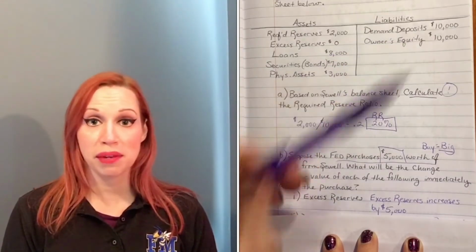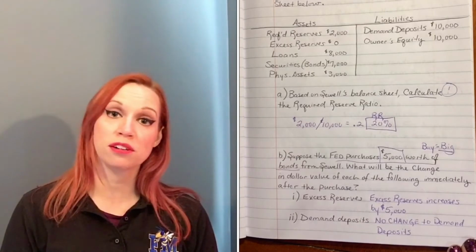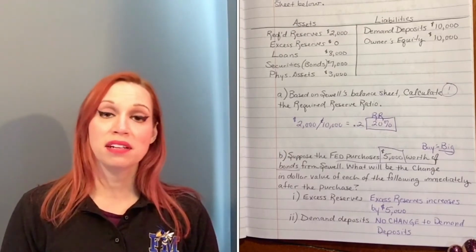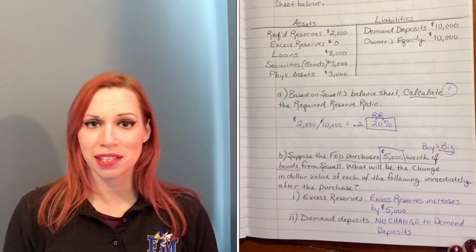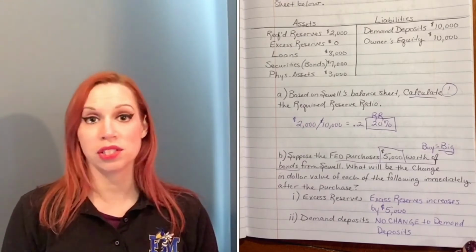Now what would happen to demand deposits? Absolutely nothing, right? Because when the Federal Reserve buys these bonds, that $5,000 is not going into any checking account. It's just going straight into excess reserves. So there's no change in demand deposits.